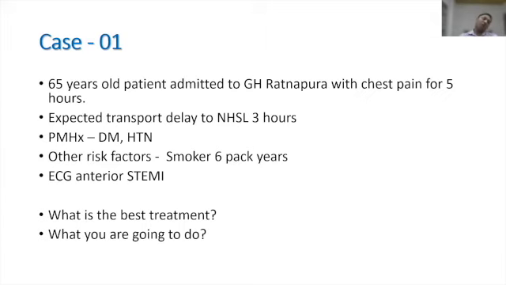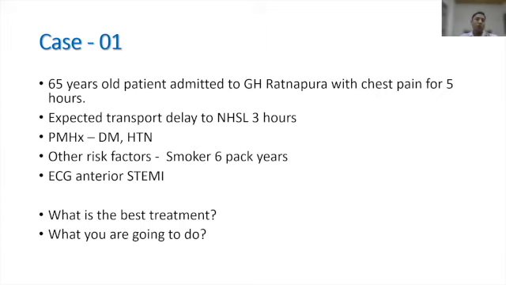Before I proceed into the main lecture, I would like to show you a case which will give you an overall idea about this lecture. This case was performed in 2016 at National Hospital. A 65-year-old gentleman was admitted to General Hospital Ratnapura with chest pain for 5 hours. Expected transport delay to NHSL was almost 3 hours with traffic and other conditions. His risk factors: he's a diabetic, hypertensive, and smoker.